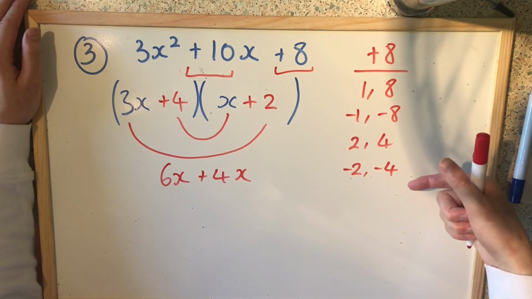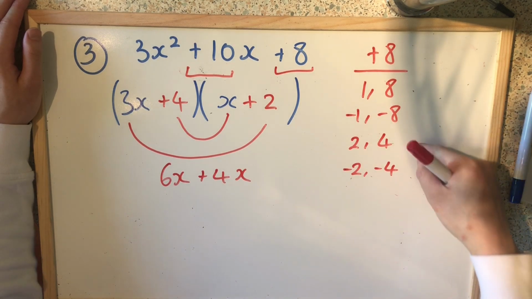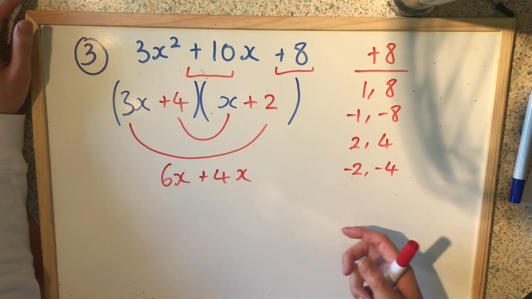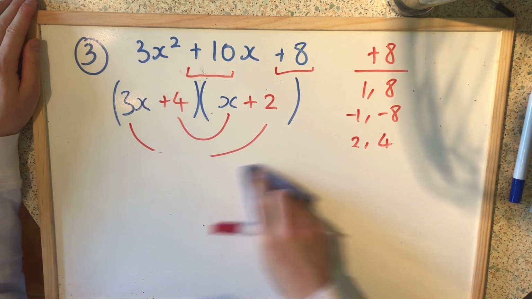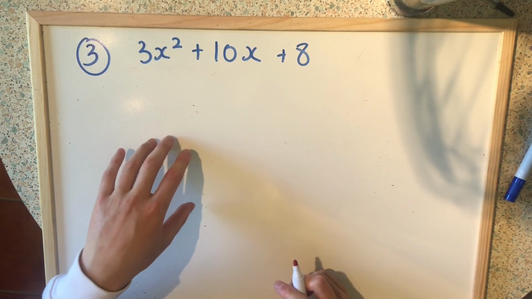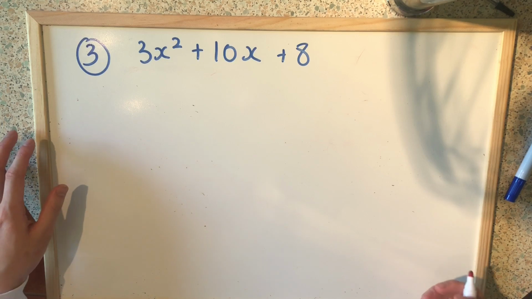Sometimes you can see it straight away, and sometimes you might have to try a few of these options before you find the right one. But I've got a method where you don't have to use trial and error. So question 3 again, but this time we're using a method that does not require trial and error.